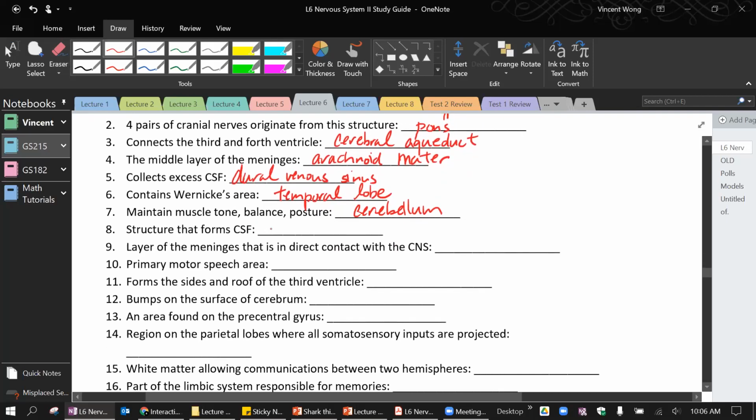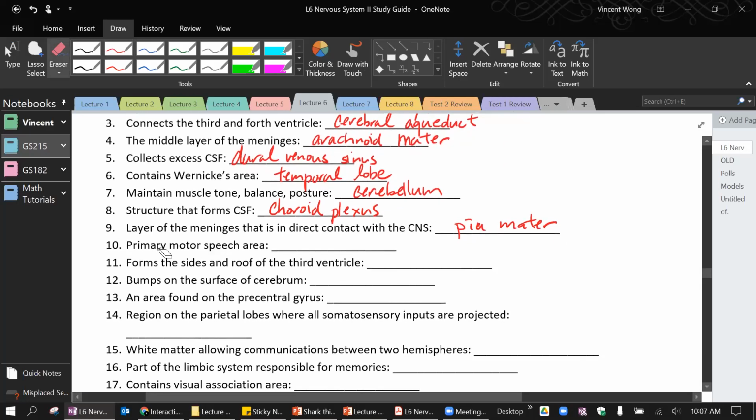Structure that forms cerebrospinal fluid, that would be the choroid plexus. And then the ependymal cells, right, inside. Layer of meninge that is in direct contact with the CNS, pia mater. Primary motor speech area, that's the Broca's area.